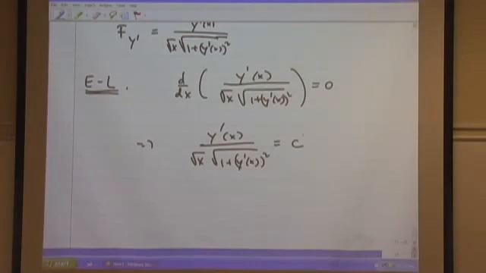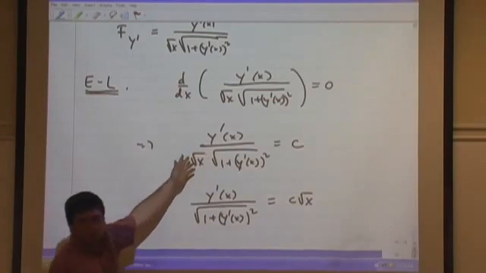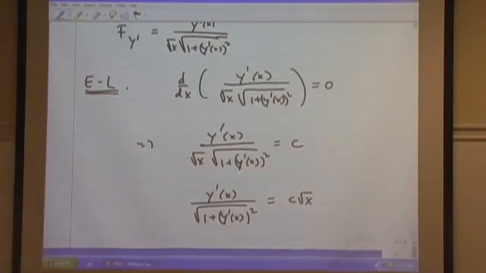So, moving the square root of x to the right side. And now what's the goal? The goal is to find y prime, right? Remember when we talked about the shortest path, the shortest length, we didn't have the square root of x here. That's the only difference. Now we have the square root of x.